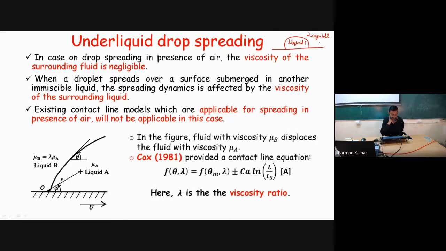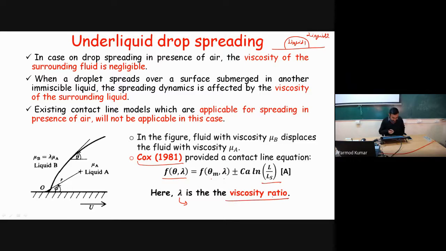Okay, so in this study, we have first tried to develop the contact angle model for these different liquid-liquid combinations, and then we have implemented it in our numerical model to solve the under liquid drop spreading dynamics. So Cox has given this famous equation: f of theta, lambda equals f of theta m, lambda plus capillary number into log of L by Ls. Here, this lambda is nothing but the viscosity ratio.